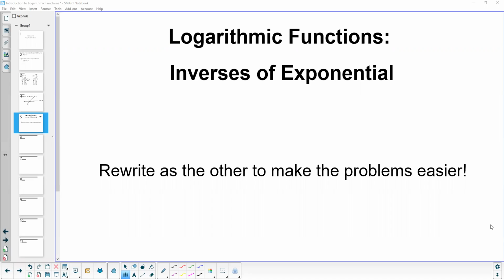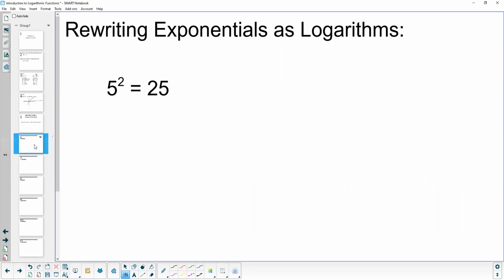The reason why we might want to do that is because when it comes to solving things, sometimes it's more convenient to be in a logarithmic form. Sometimes it's more convenient to be in an exponential form. Because they're inverses, we need to practice writing them one way or the other. So let's take a look at how we can rewrite an exponential as a logarithm.